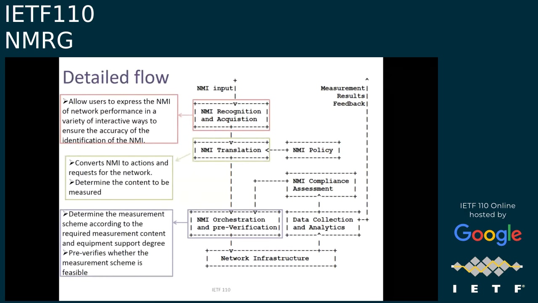And in NMI translation, NMI needs to be translated into actions and requests taken against the network, so as to determine the content to be measured. And according to the previous NMI translation step, the NMI orchestration and pre-verification determines the measurement scheme according to the required measurement content and equipment support degree, and pre-verifies whether the measurement scheme is feasible. Next slide, please.